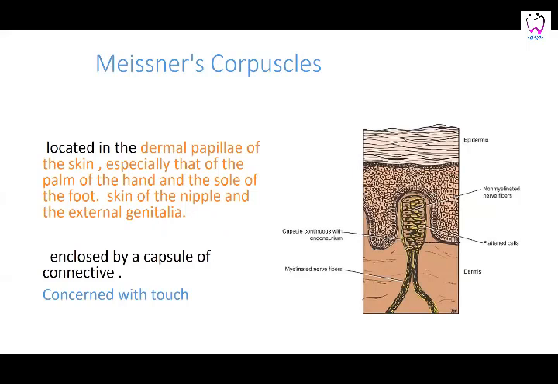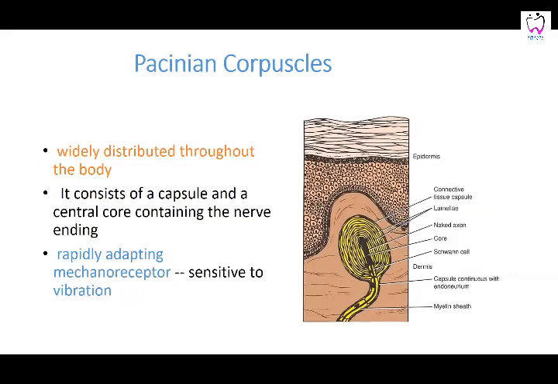Then you have Meissner's corpuscles. These are located in the dermal papilla of the skin. As you can see, that is the epidermis, the dermis of the skin. They are surrounded by a connective tissue capsule. They are concerned again with touch. Then you have these Pacinian corpuscles, where the nerve fiber comes in, and it's covered with all sorts of connective tissue layers, and they have the connective tissue capsule on the outside. It has an onion ring appearance. It's widely distributed throughout the body. It consists of a capsule and the central core you can see in the nerve fibers.